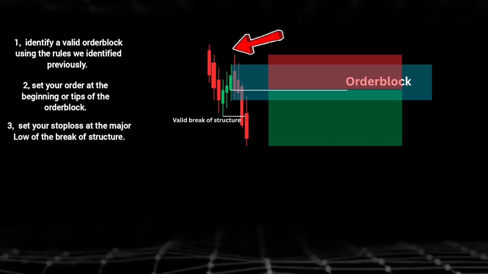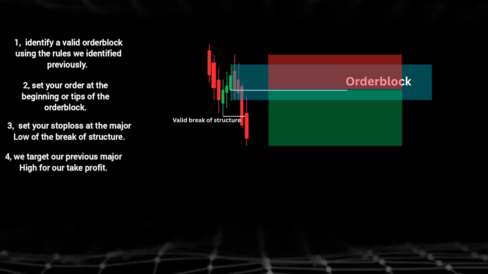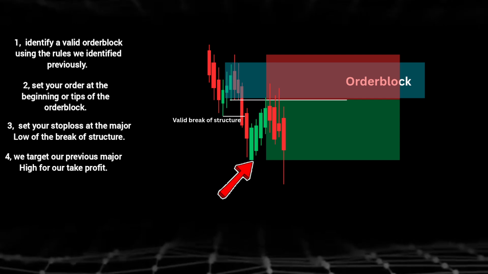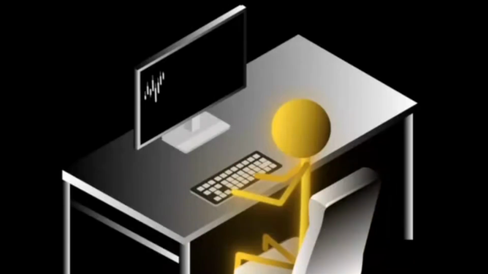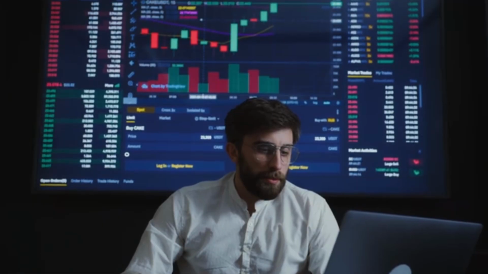3. Set your stop loss at the major high of the break of structure. 4. We target our previous major low for our take profit. Now during our study, we noticed that some conditions increased our win rate to over 85%, meaning the probability to win a trade significantly improves. So what are these conditions required to increase your win rate?